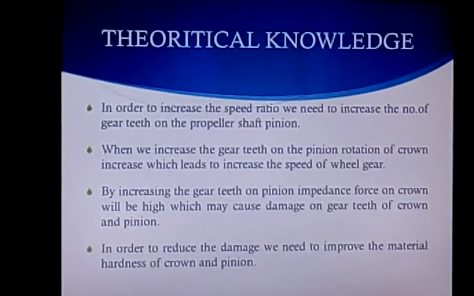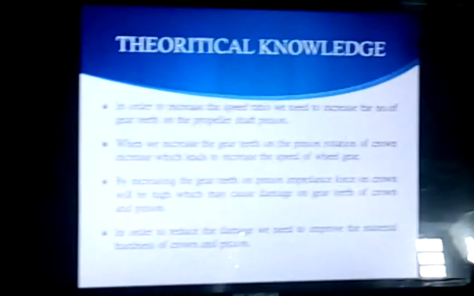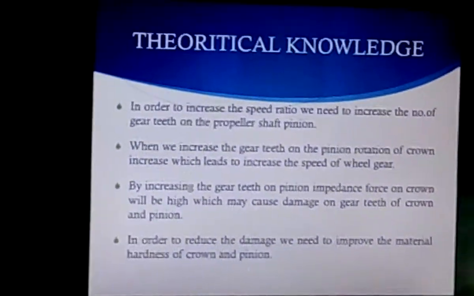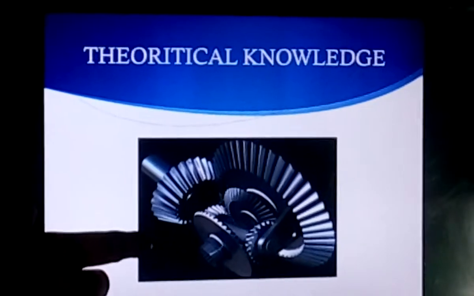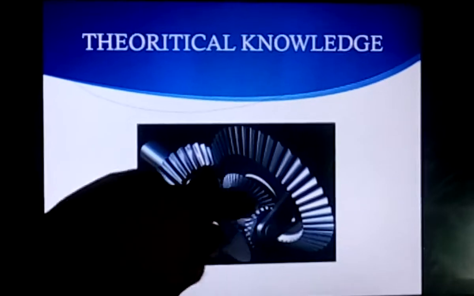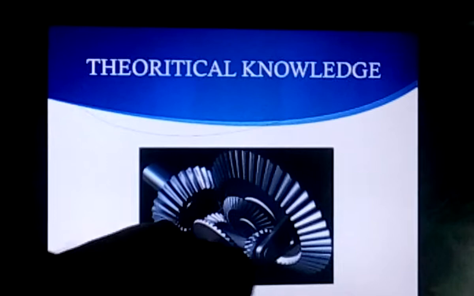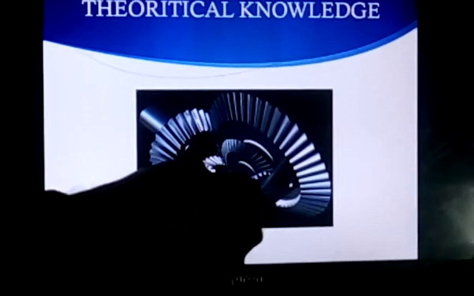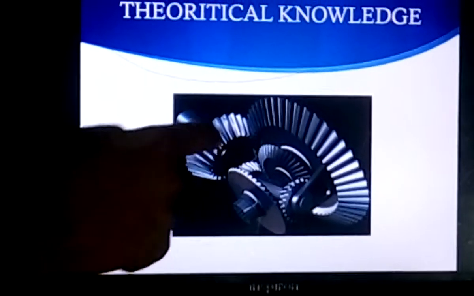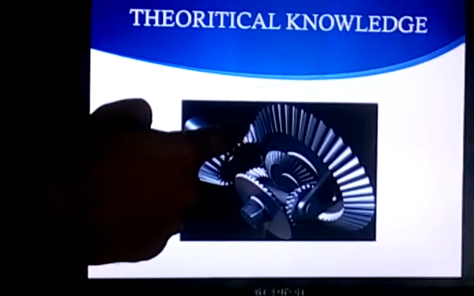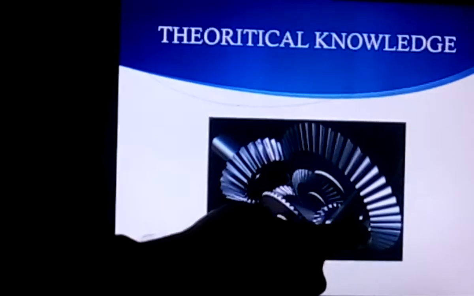Theoretical knowledge. As I said, we are going to provide two different numbers of teeth. The number of teeth on the shaft will be more than the number of teeth on the crown. This increases our speed ratio in a differential. See, this is how a differential looks. This is a shaft, and these two are the wheel gears which will be connecting to our rear wheels. This will be rotating and this will be the crown. We are going to increase the number of teeth over here and decrease the number of teeth over here.